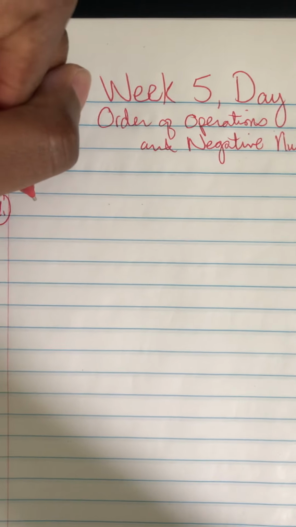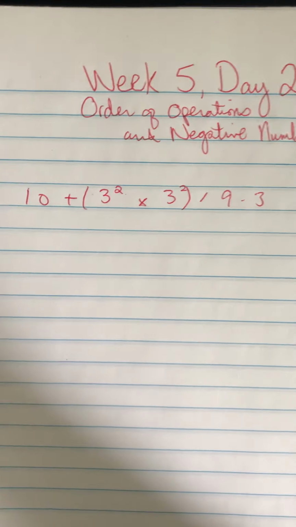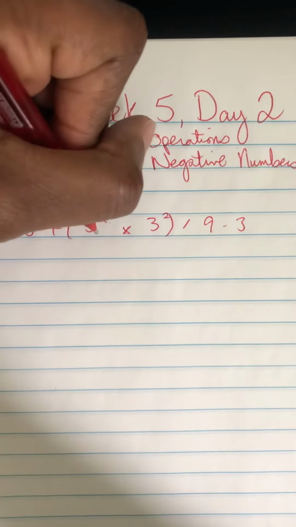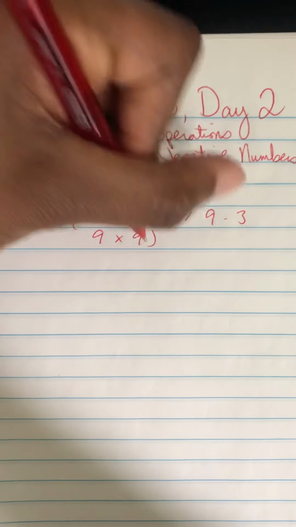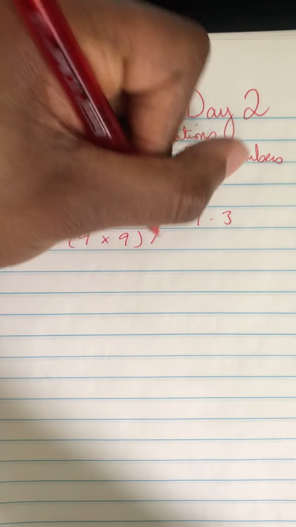Right now, you guys should be pretty familiar with this. So we're just going to do 10 plus, and then we know that little arrow pointing sign means to the power. So second power times 3 to the second power divided by 9 minus 3. All right, so we're going to do what's in parentheses first. And we know 3 to the second power is going to give us 9 times 9 again. All right, so we close the parentheses.